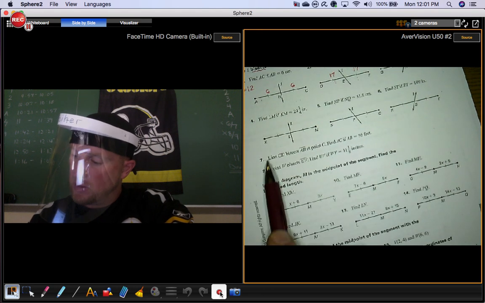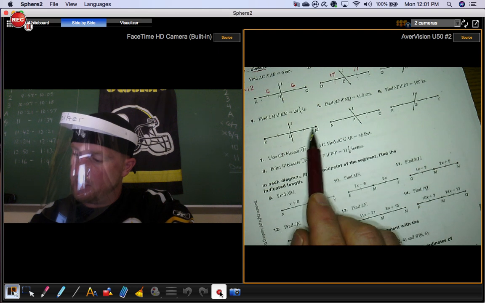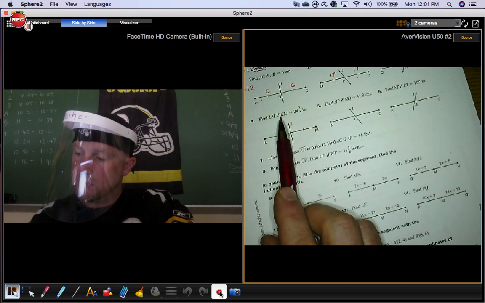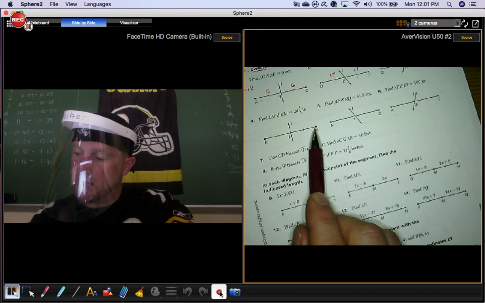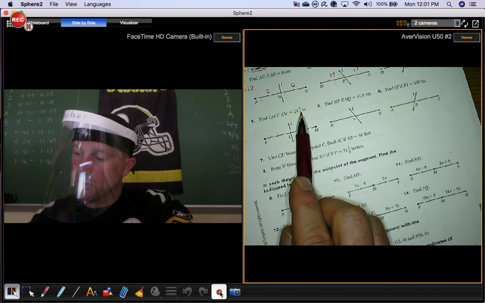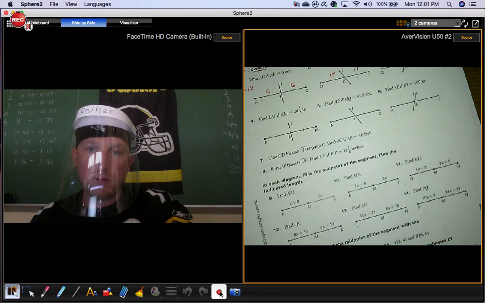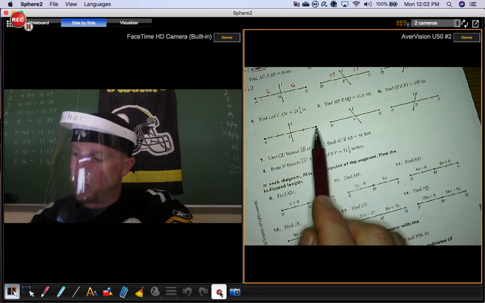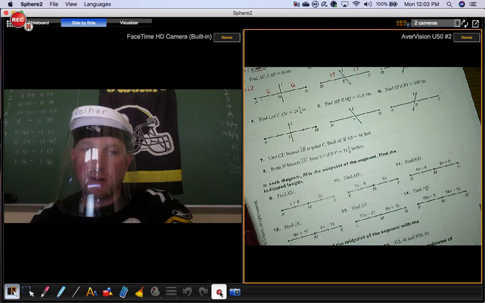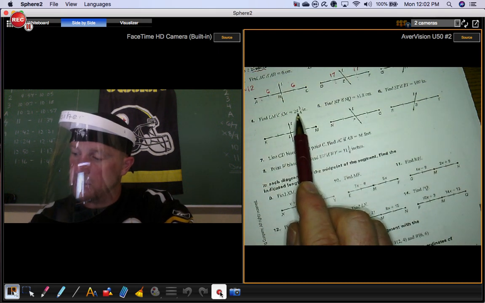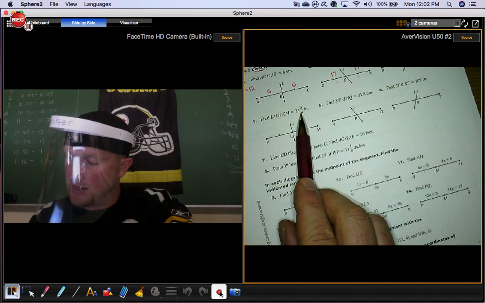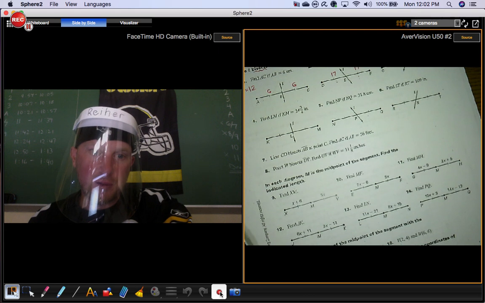Number 4, find the distance from L to M. So now they're asking you for one of the smaller lengths. They're telling you the distance from K to M. That's the entire segment. It's 24 3/4. So that's how long the whole thing is. Well, how long is each piece then? Well, each piece would be half of this, which might be an issue for some of us. How are you going to find half of that mixed number?